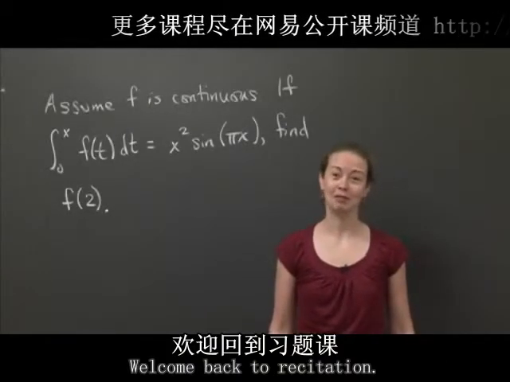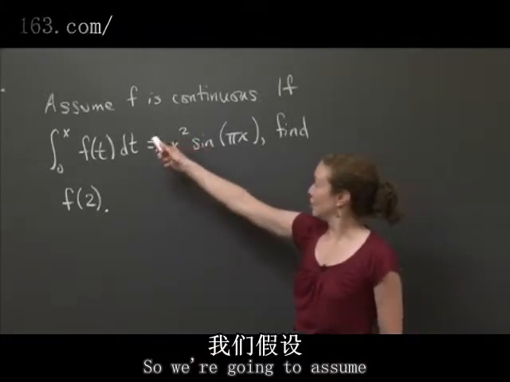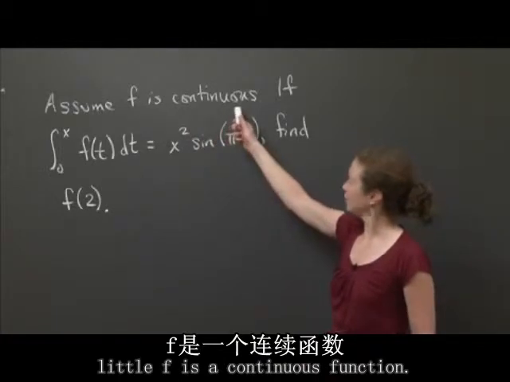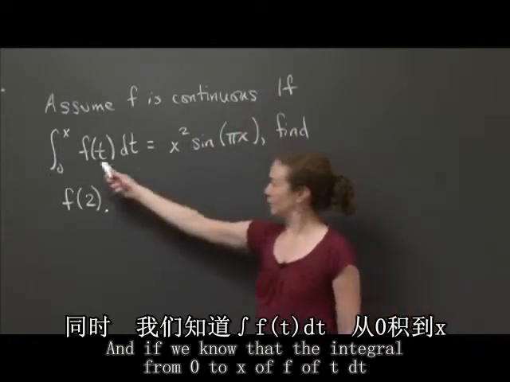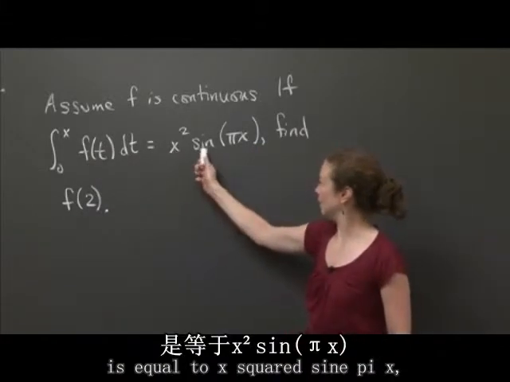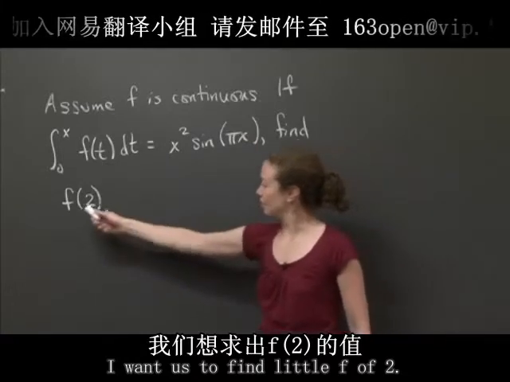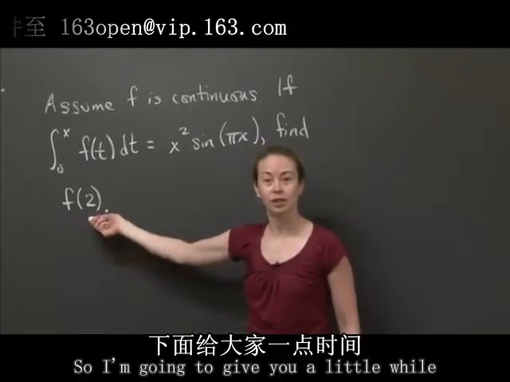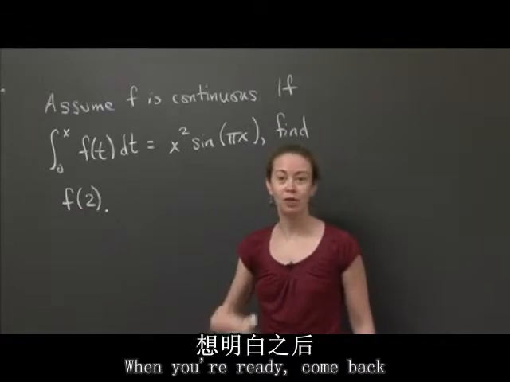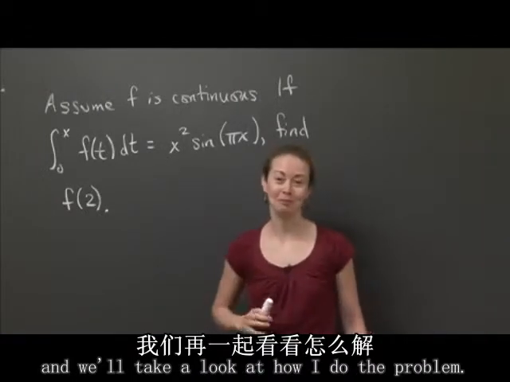Welcome back to recitation. In this video, I want us to work on the following problem. We're going to assume little f is a continuous function, and we know that the integral from 0 to x of f of t dt is equal to x squared sine pi x. I want us to find little f of 2. I'm going to give you a little while to work on the problem. When you're ready, come back and we'll take a look at how I do the problem.